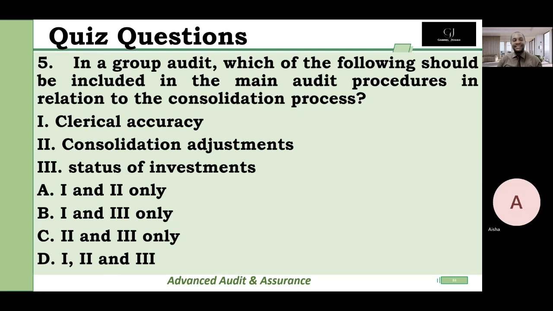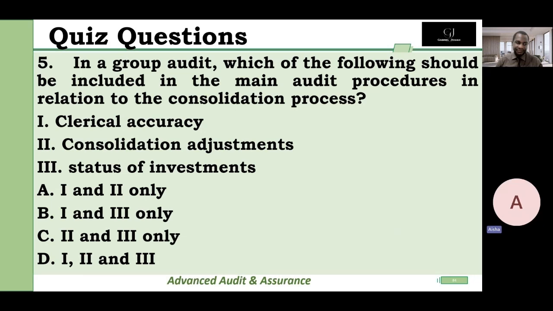Number 5, in a group audit, they've come up with this 1, 2, 3. In a group audit, which of the following should be included in the main audit procedures in relation to the consolidation process? 1, clerical accuracy. 2, consolidation adjustments. 3, status of investments. A, 1 and 2. B, 1 and 3. C, 2 and 3. D, 1, 2 and 3. 2 and 3. C.